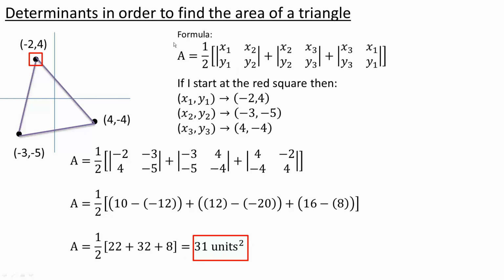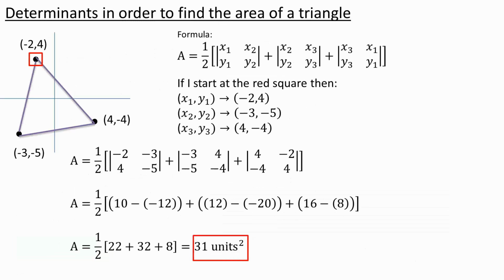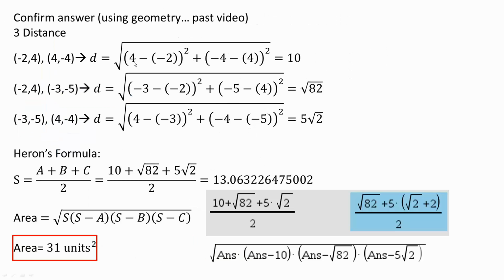Now you may say that you don't really believe this equation. And I can solve for area using another equation. And I will use Heron's formula, which you typically learn in geometry. So first, we need to determine the distance of this, the distance of this, and the distance of this. So the distance of (-2, 4) to (4, -4), this distance right here. I'm using the distance formula, and I get 10.